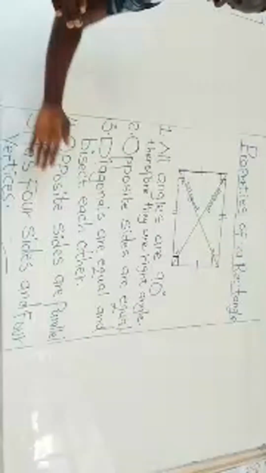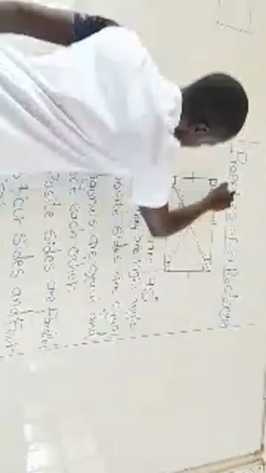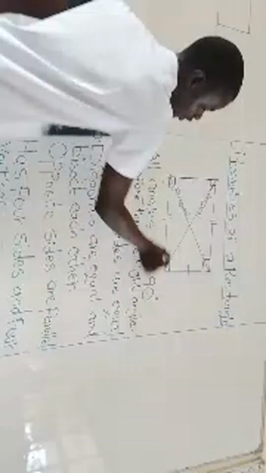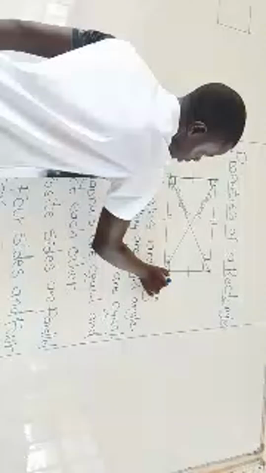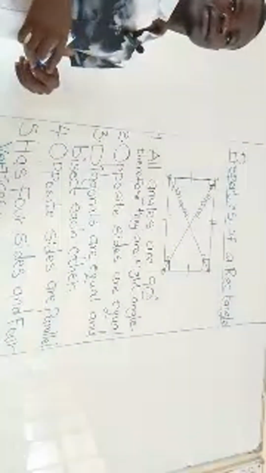Then the fifth: it has four sides and four vertices. If you can see, we have the first vertex, second, third, fourth. So 1, 2, 3, 4. Those are the vertices, and the sides are also 1, 2, 3, 4. So that is some of the properties of a rectangle.